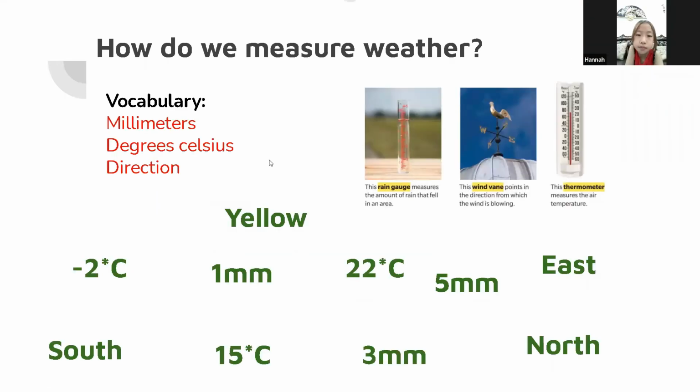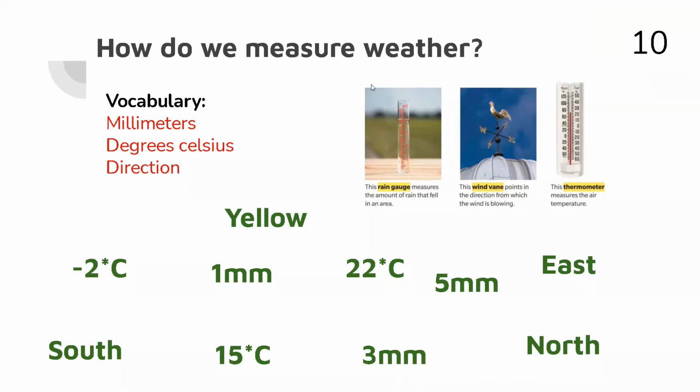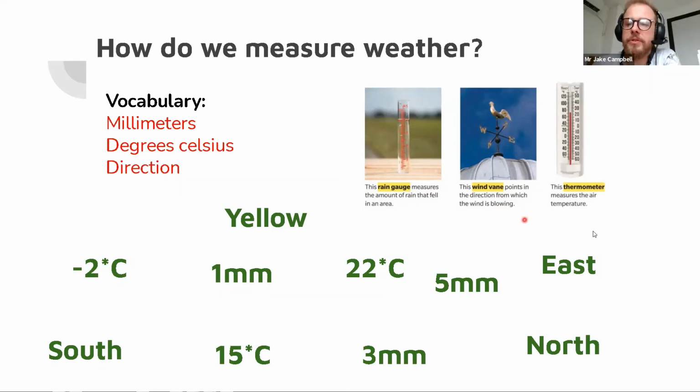Okay, class. Here we have a page to help us through this. The last thing we're going to do today, our vocabulary is here. We have millimeters, degrees Celsius, and directions. Directions being north, south, east, west. Here we have a lot of different numbers, words, and symbols. In the top corner, we have pictures of each instrument.